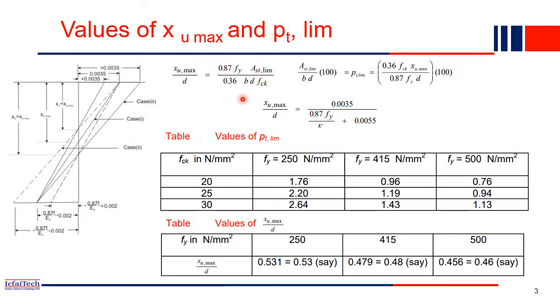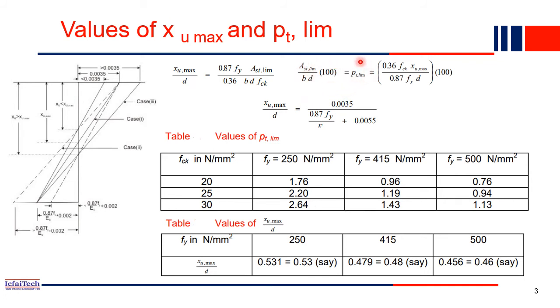Okay. So now this is the expression we derived in the last slide. Now if you find the percentage of steel in a beam, what does it mean? Percentage means area of steel divided by bD, the total beam area, into 100. So this will give you the percentage of steel.